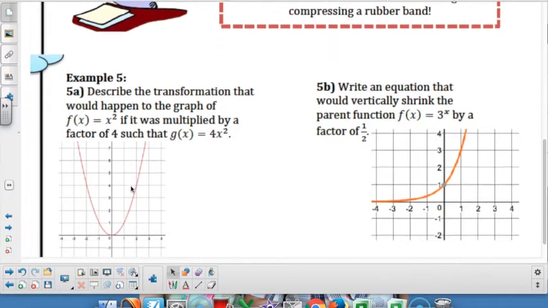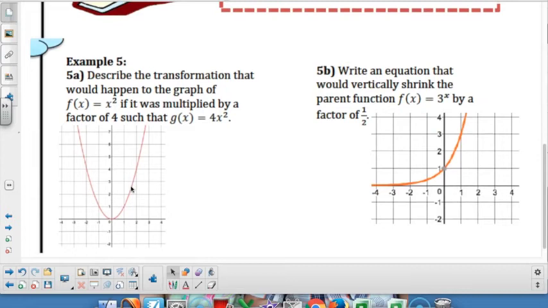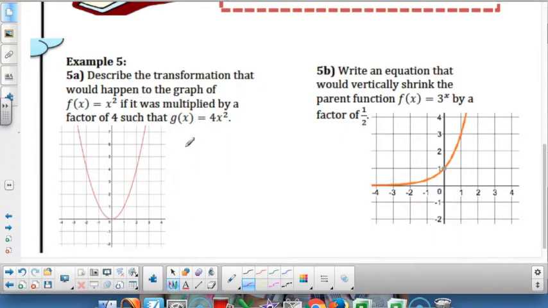First thing it says is describe the transformation that would happen to the graph of x squared if it was multiplied by a factor of 4. It would be a vertical stretch, because this is a value that's larger than 1, a vertical stretch of 4. Sorry about the bad handwriting. But here's what that would look like. Each of these points would get multiplied by 4. So instead of 0, 0, 0, 0 would actually stay the same.